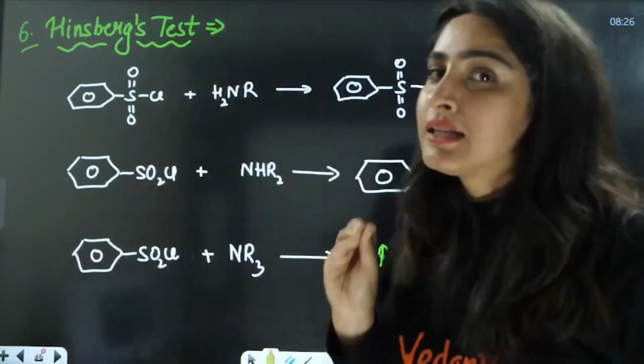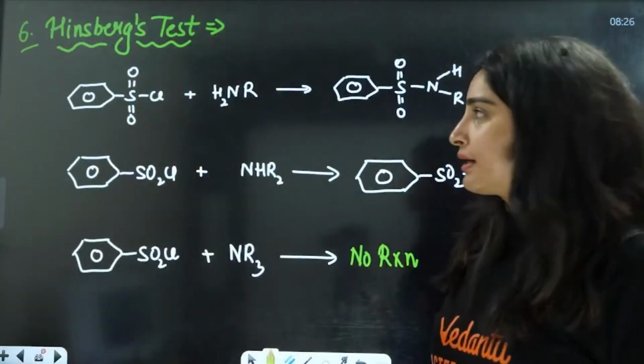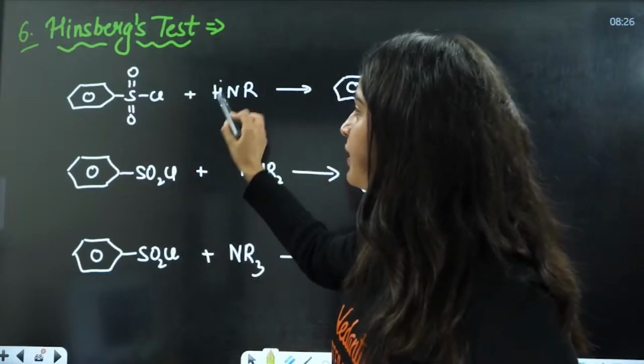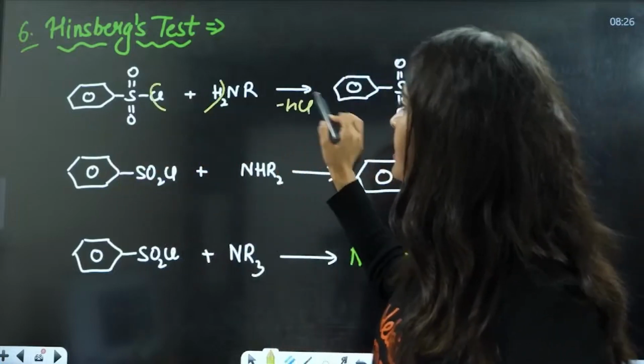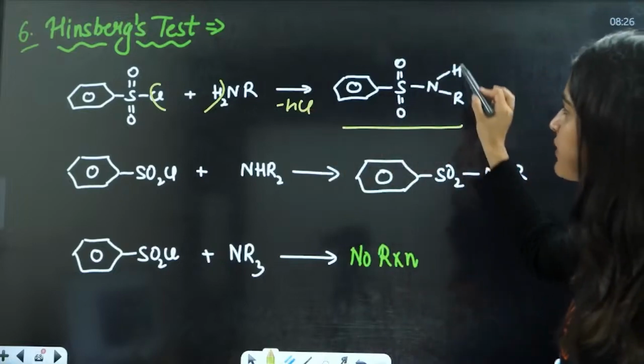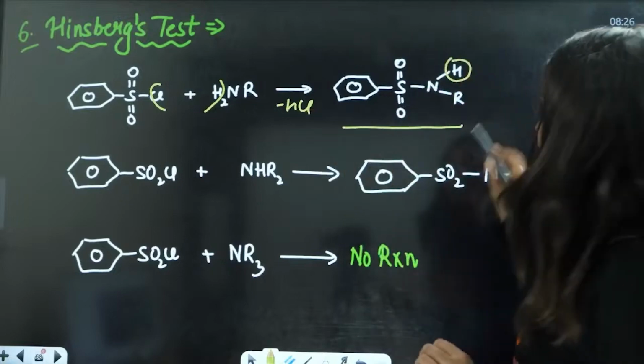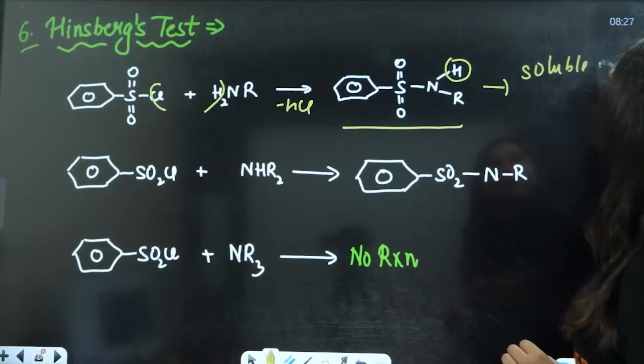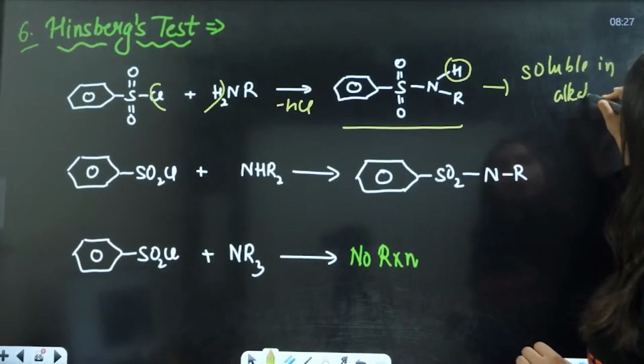Next is the Hinsberg test. This is for amines, to distinguish 1 degree, 2 degree, 3 degree. Now, this is the Hinsberg reagent. After reacting with primary, it will lose HCl, and you will have the formation of this product, which has one acidic hydrogen. That is why it is soluble in alkali.